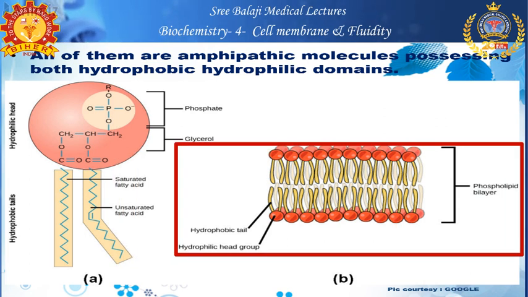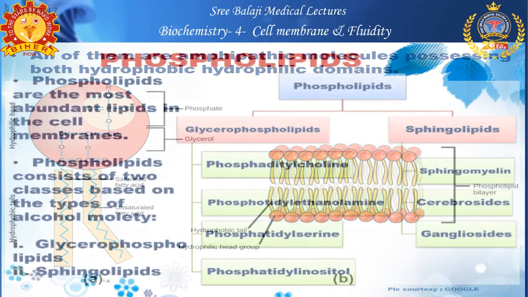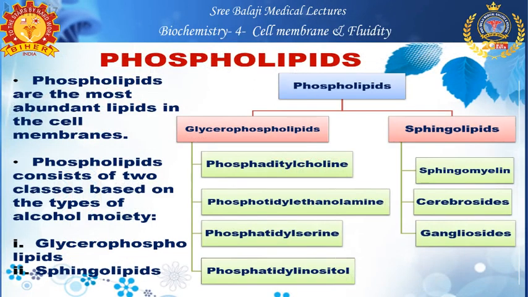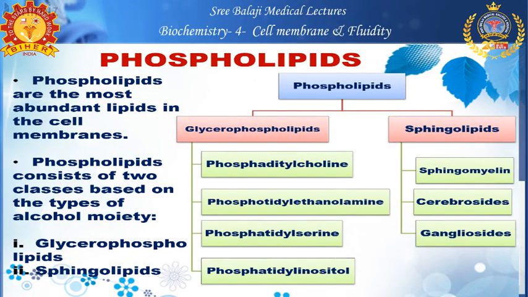Usually the hydrophobic tail ends are stacked in the interior of the lipid bilayer, while the hydrophilic head groups face the exterior of the lipid bilayer. Phospholipids are the most abundant lipids, as I told you in the previous slides. Based on the type of alcohol moiety present in the phospholipids, they are classified into glycerophospholipids and sphingolipids.